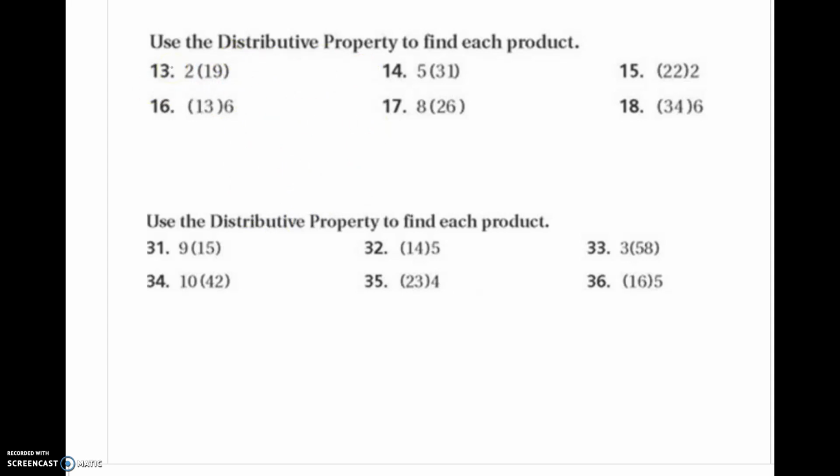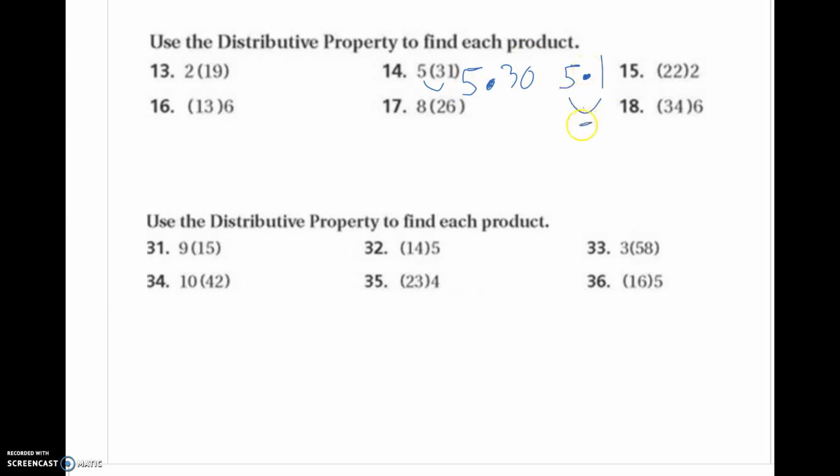Let's do 5 times 31, right here. Think about 31. What can you break that into to make it easier to work with? I would suggest picking 30 and 1. So if we take 30 and 1, those make 31. That's step 1, breaking it down. Step 2 is multiplying it by our 5.